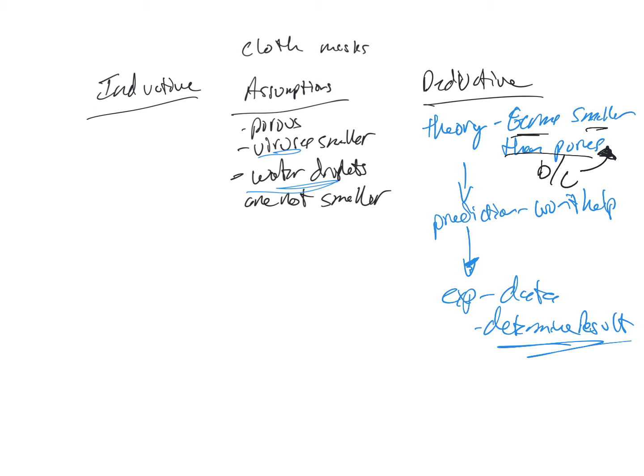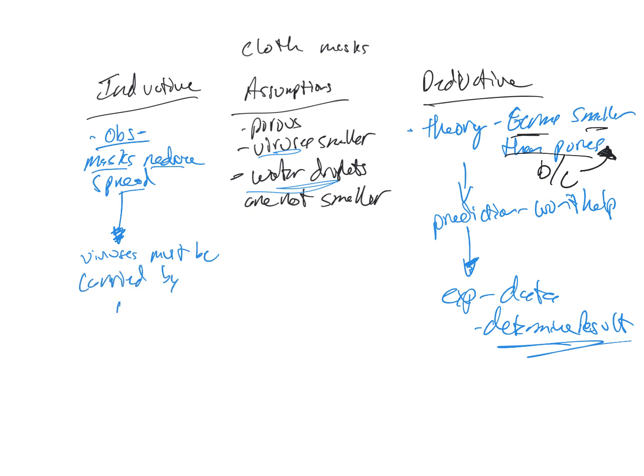The inductive reasoning part of this is that someone might make the observation that masks reduce the spread. So notice that instead of starting with a theory, they were starting with an observation on this side. So this observation might lead to viruses. So if masks are actually reducing spread, then viruses must be carried by droplets.